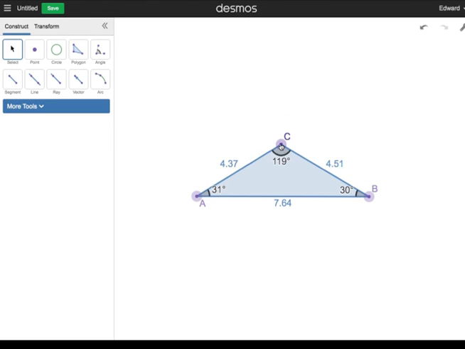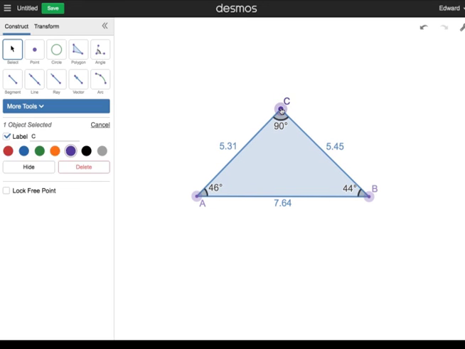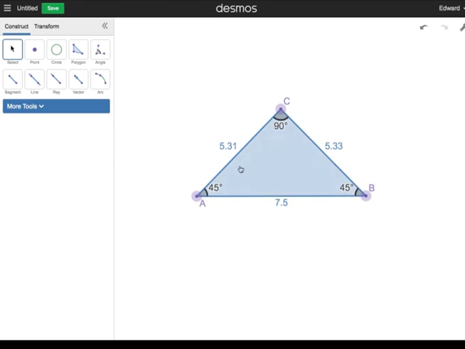Next, create an isosceles obtuse triangle, like the one shown here. See the 2 congruent sides? See the congruent base angles? See the obtuse angle? Finally, create an isosceles right triangle, like the one shown here. See the 2 congruent sides? See the congruent base angles? See the right angle?